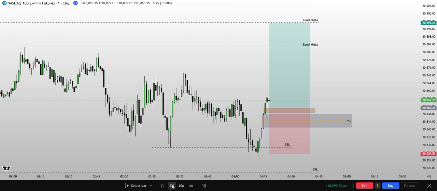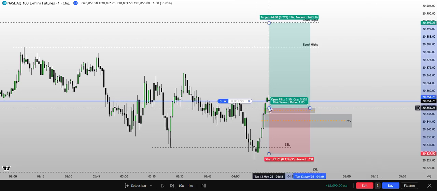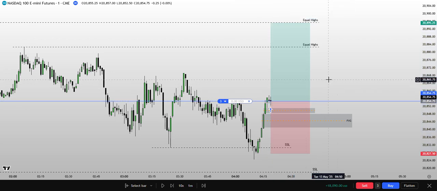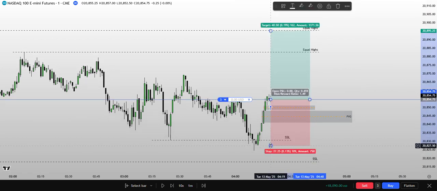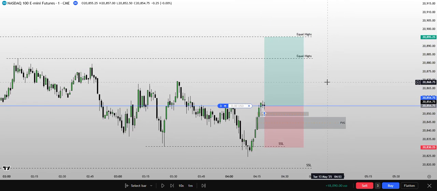And then that would be that. I'll enter here just in case. I don't know if price will wick. It's still valid nonetheless. Not the greatest R to R, like I said, given the fact that they are market orders.